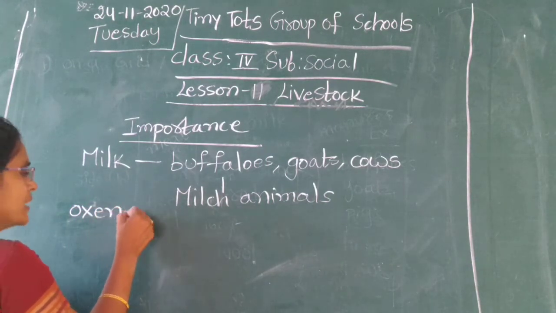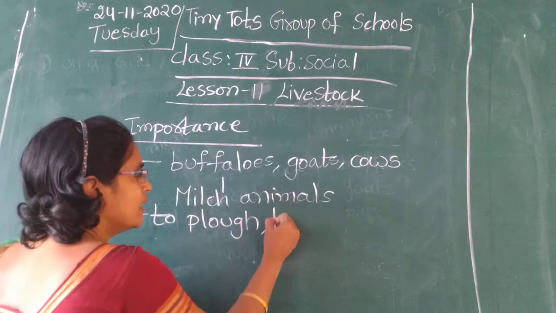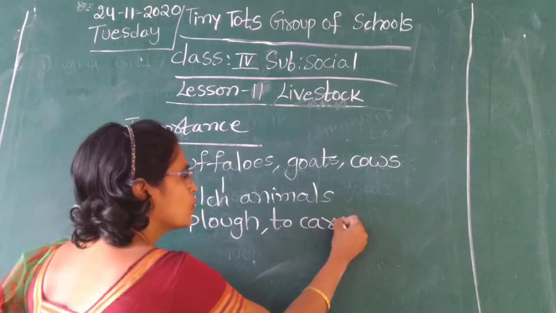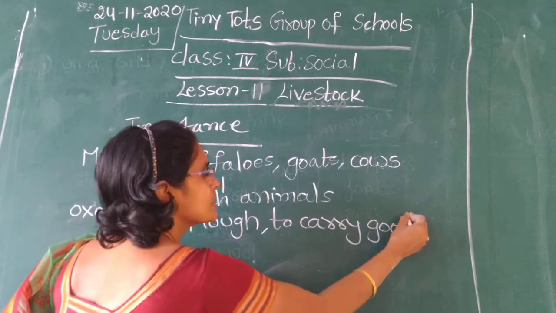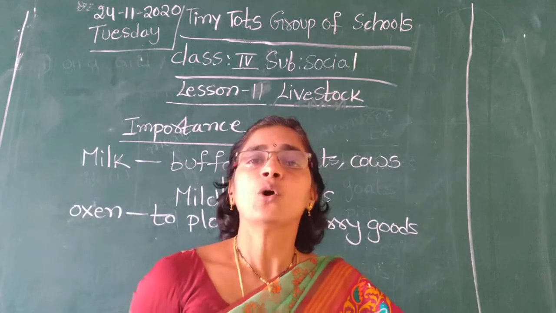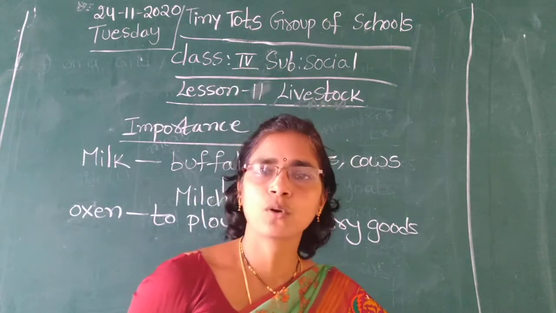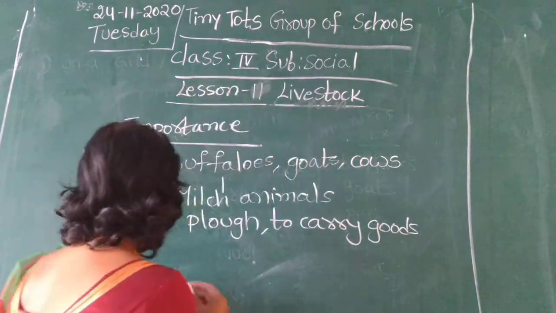Oxen are used to plow the field and to carry goods. Oxen means yaddulu. Yaddulu deeniki upayogapadatayi polanni dunnadaniki vastuvuni oka chotu nunchi inko chotuki teesukeltaniki upayogapadatayi. Write in your homework, children. Homework notebook.